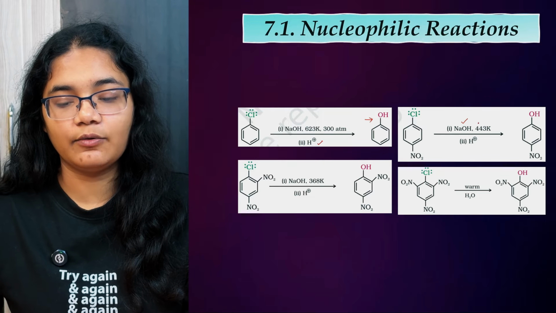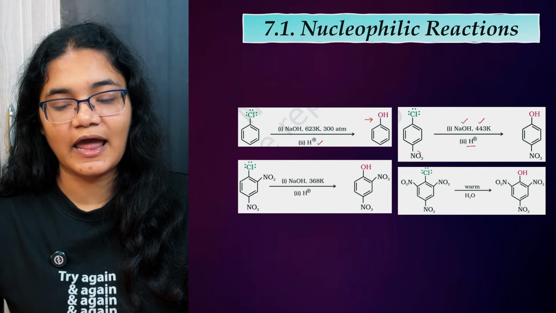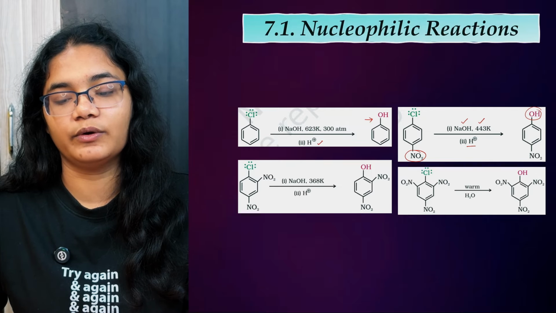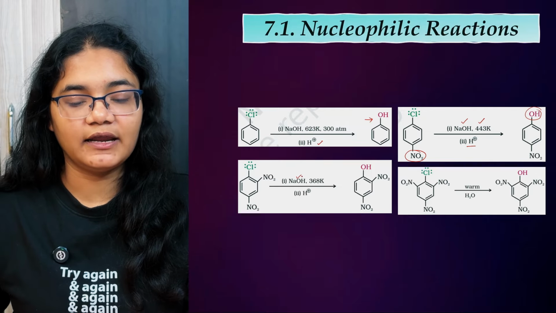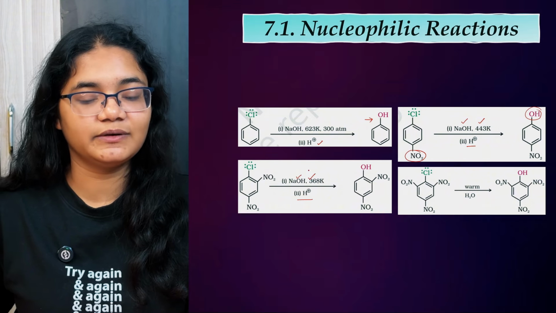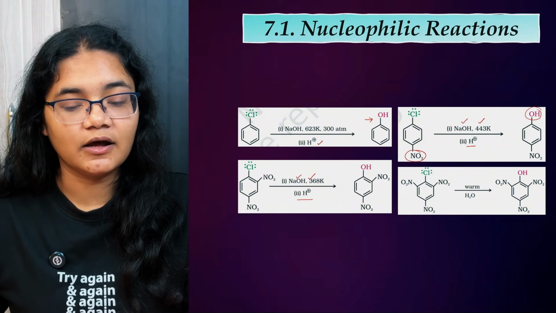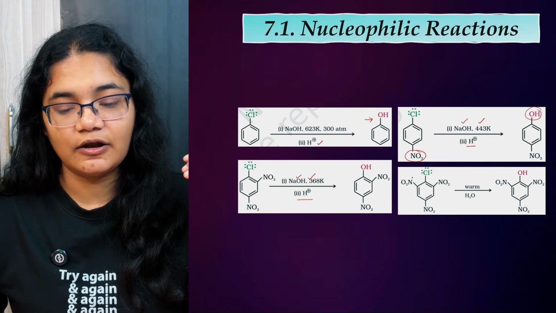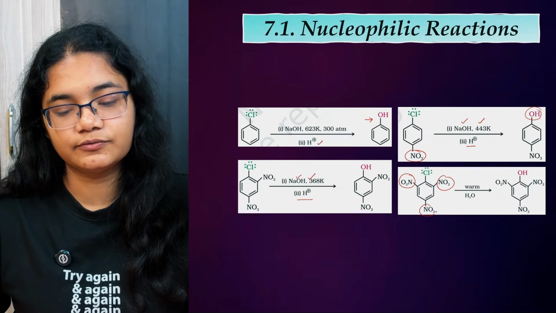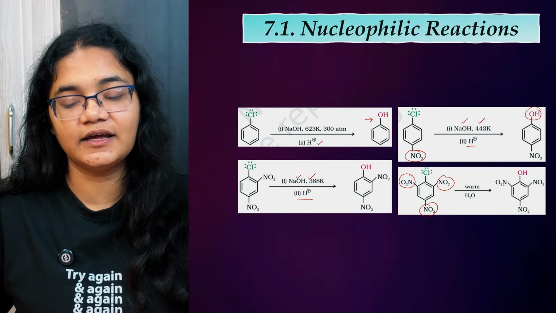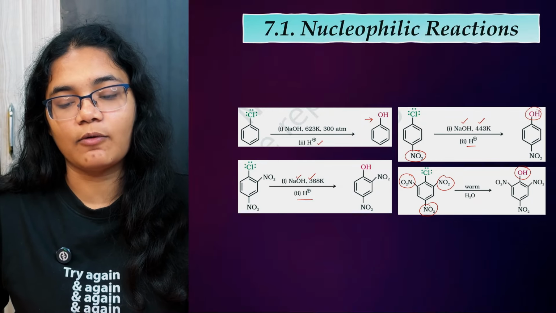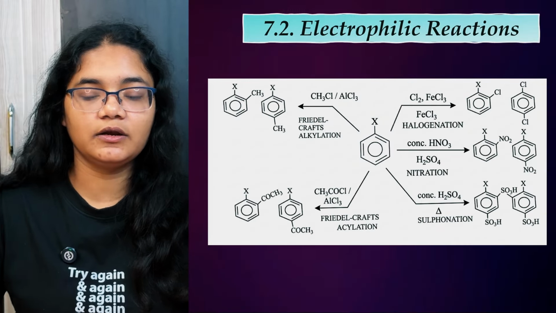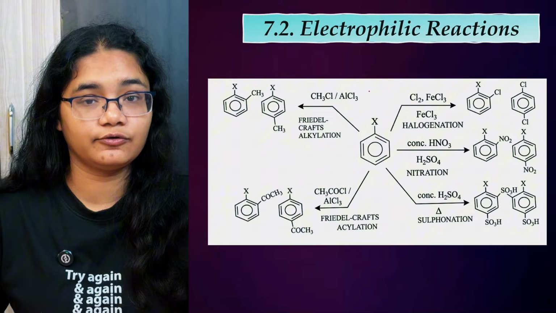Now if you have NaOH at 443 Kelvin and you add one NO2 group, the Cl group will be replaced with the OH group. If you have NaOH at 368 Kelvin and H plus, then with two NO2 groups the temperature decreases. Now when you add three NO2 groups, the temperature decreases further and the Cl group reacts with the OH group.